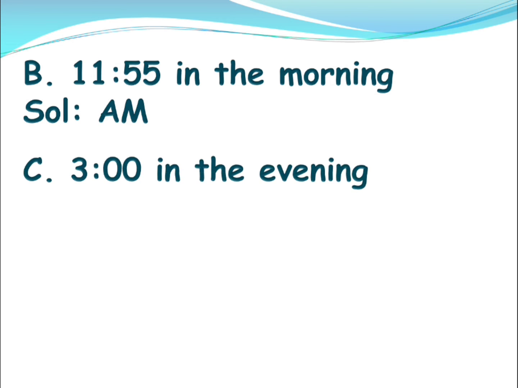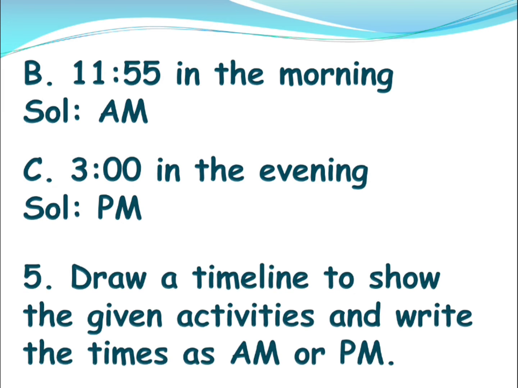Okay. Next. 3 in the evening. In the evening. That means from afternoon itself it's PM, isn't it? So it's evening. So it is PM. Okay. Next question. Draw the timeline to show the given activities. Write the times as AM or PM. So they have given some activities and the time. We need to write the clock time, which is in 12 hour. AM or PM means you have to mention the time in the 12-hour clock.